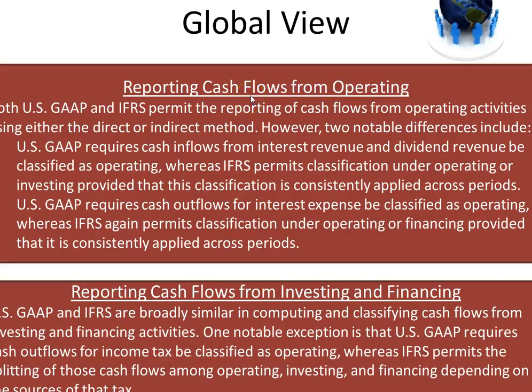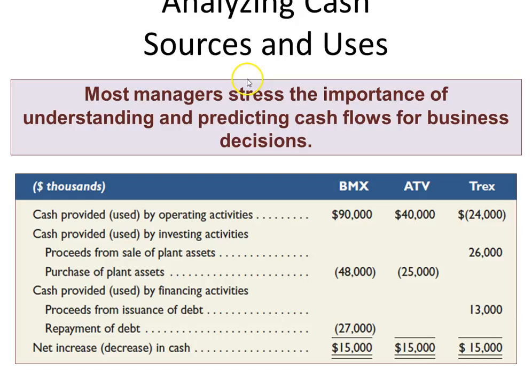I'm not going to go into the global view. Again, I believe this is more of an intermediate accounting position. Most managers, again, stress the importance of understanding and predicting cash flows for business decisions. Absolutely. Cash is most important. And in managerial accounting, we will do budgets. And the last budget is the cash budget. And you have to do all the other budgets first to get to cash. Again, you have to manage your cash in order to pay your bills in a timely manner.